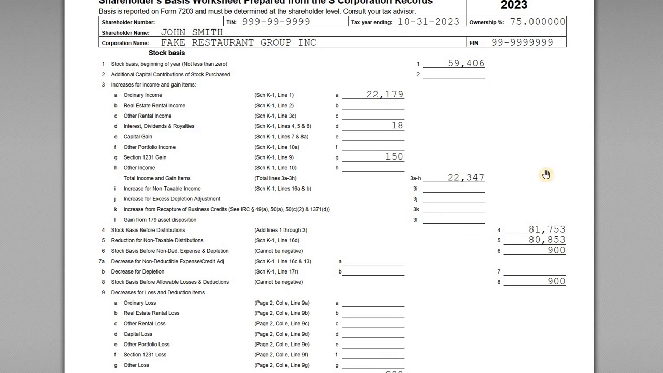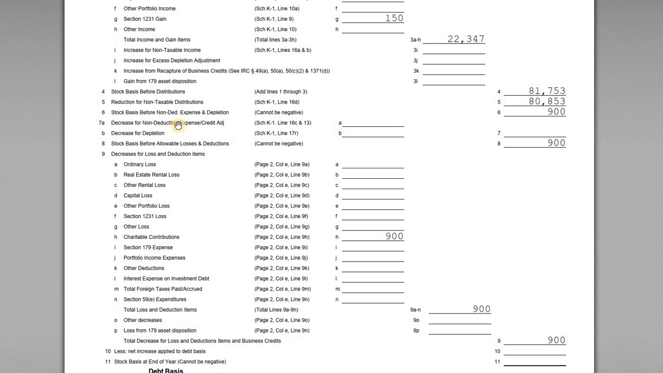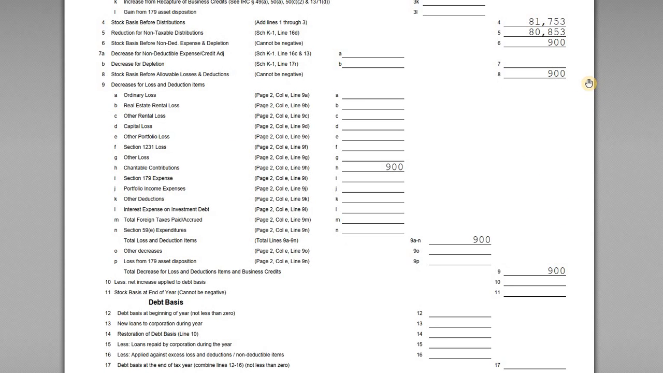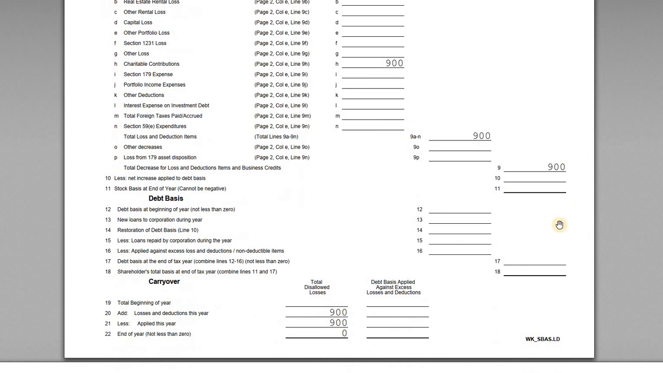So we've got his basis at the start of the year, his increases, right? We've got the positive amounts of income, ordinary income, interest, 1231 gains. We've got the distributions reported here as a reduction, so $80,853 in cash distributed to him. So his basis is now reduced to $900, and then he receives a $900 allocation of charitable deductions. So this reduces his basis totally to zero.